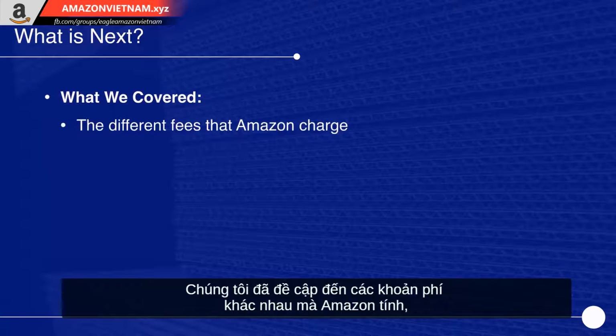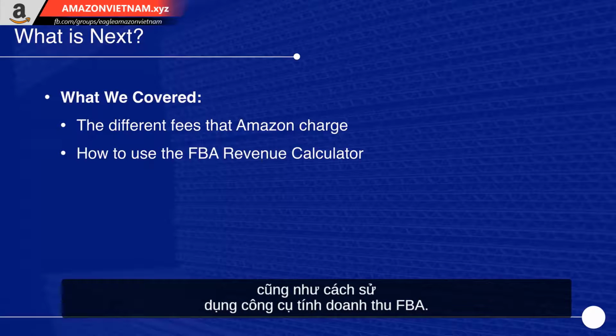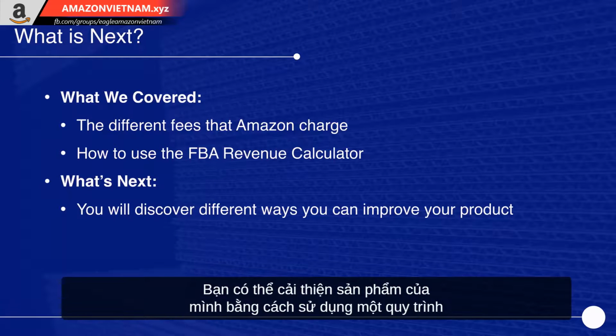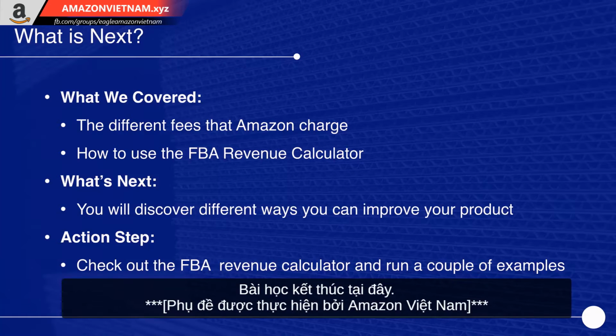So we covered the different fees that Amazon charge and also how to use the FBA revenue calculator. In the next lesson, you're going to discover different ways you can improve your product using a process we call product tuning. For now, your action step: check out the FBA revenue calculator and run a couple of examples from your sheet. But that's it for this lesson.